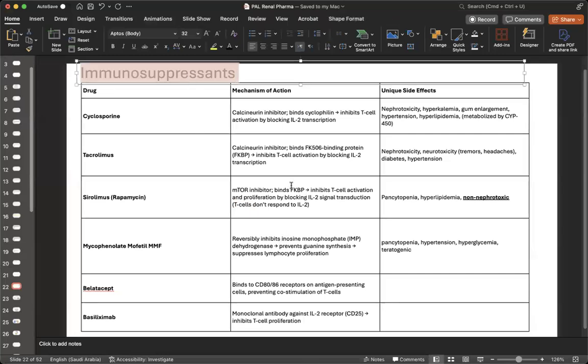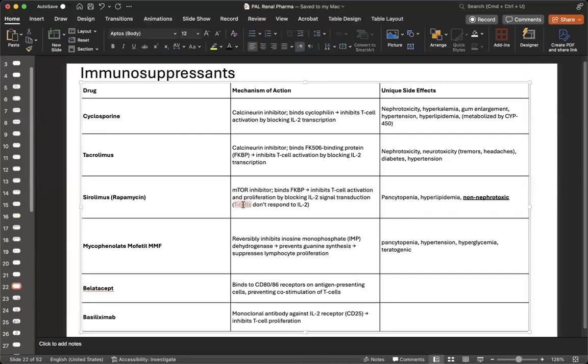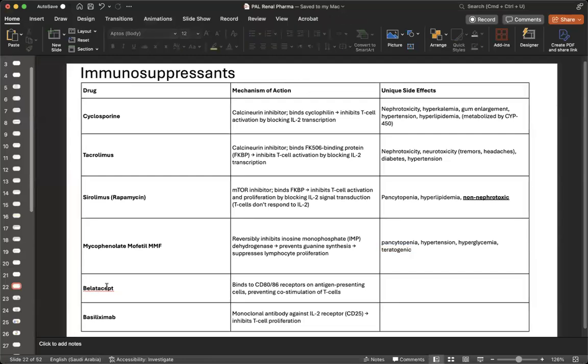Why? Because immunosuppression basically means inhibiting T and B cells. Why do you want to inhibit these T and B cells? Because you don't want there to be graft rejection. What is graft rejection? That's transplant rejection. Side effects: pancytopenia. Why? Because you need guanine for regular T cells, B cells, and stuff like that. So it can lead to pancytopenia. It is teratogenic.